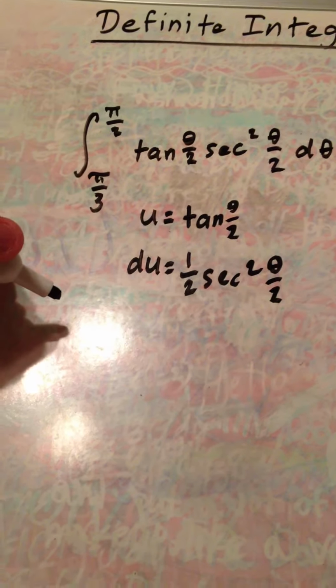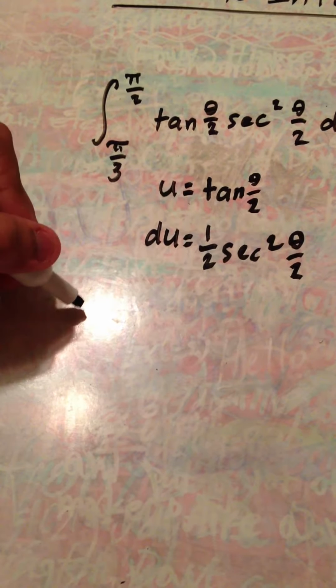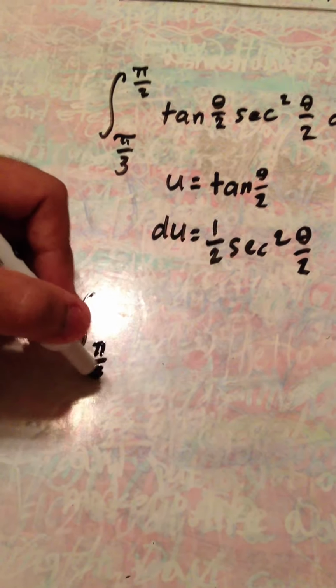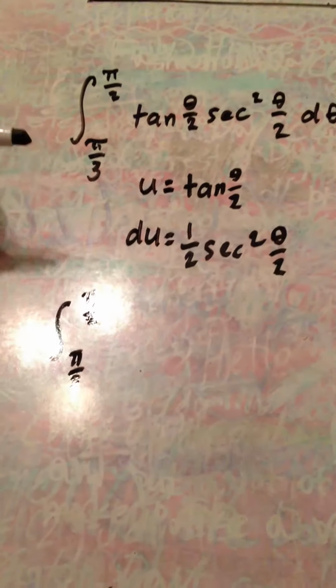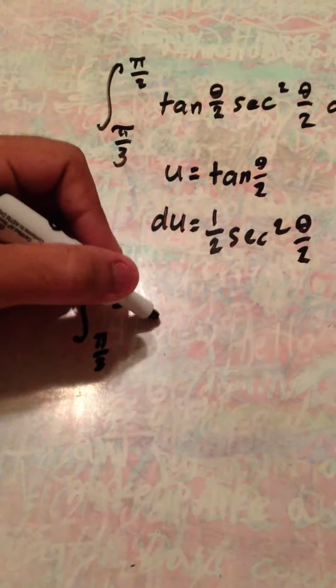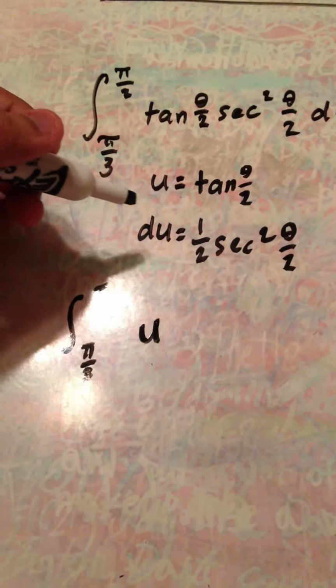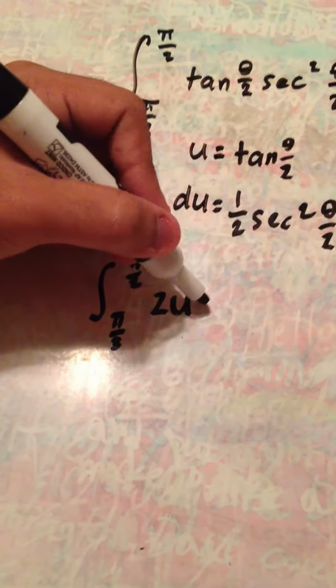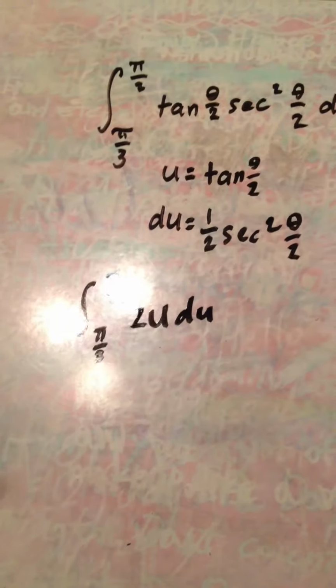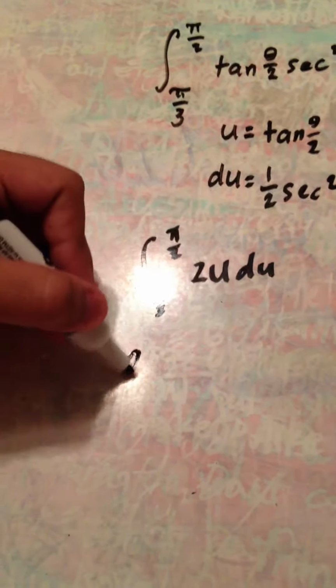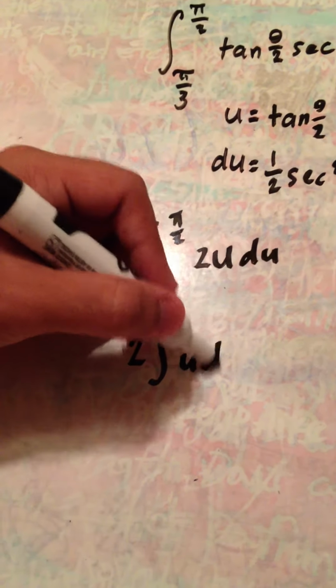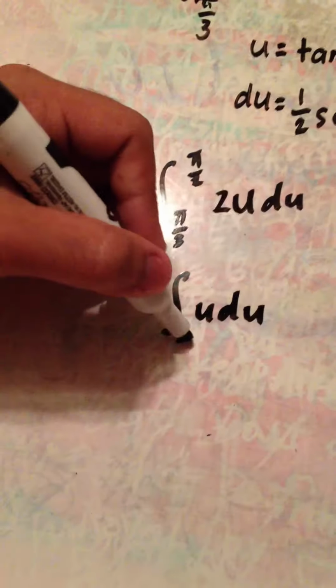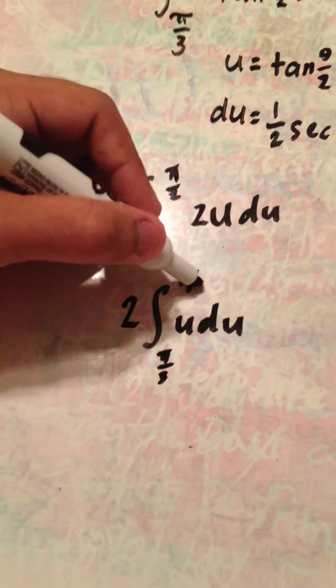So now when we plug in the actual u values, you get that it is the integral from pi over 3 to pi over 2 of u times 2 du, because that's the secant squared. So times 2u du, right? So we could just put a 2 out on the top. So it's pretty much 2 integral of u du, from pi over 3 to pi over 2, right?